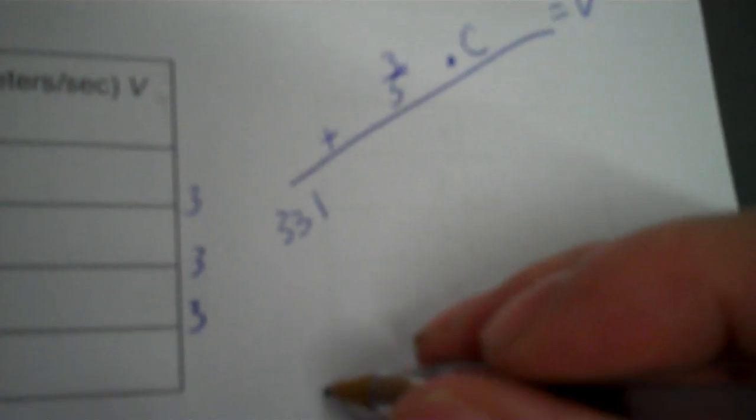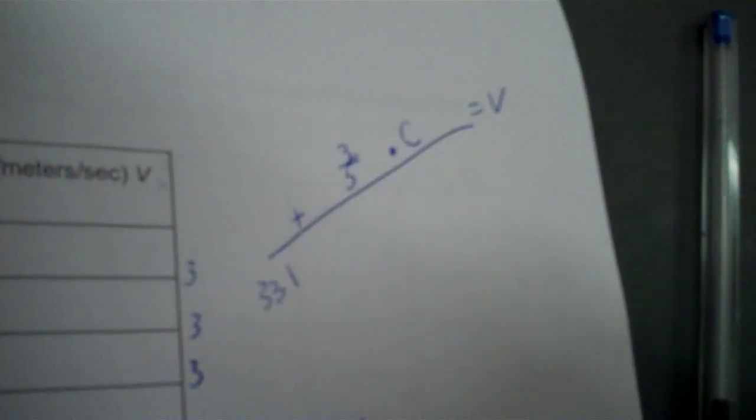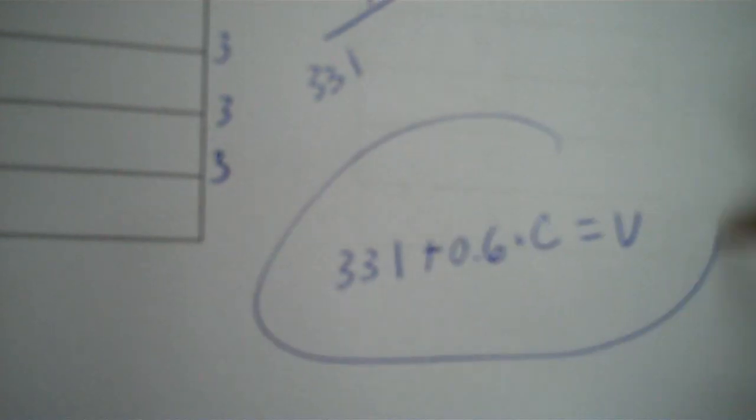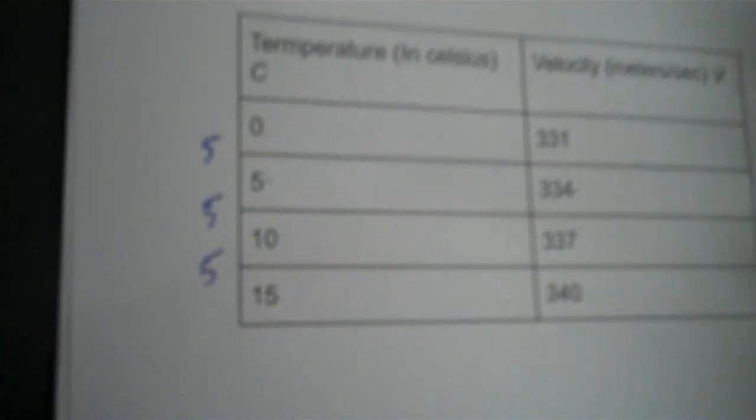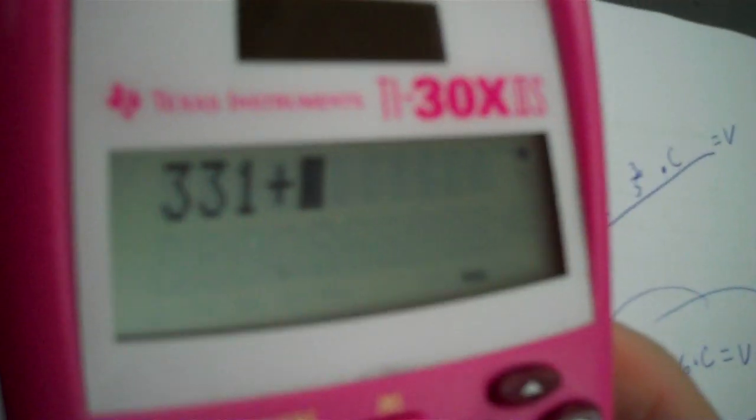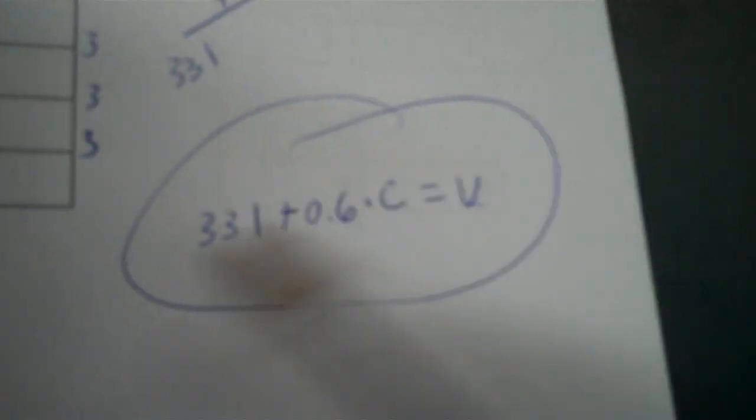Okay? So you have 331 plus, so 3 divided by 5 is 0.6. Remember, if it's a really funky looking decimal, second PRB it, times C equals V. Now if you want to check your answer, you go 331 plus 0.6 times, and we'll go with 10, and it should be equal to 337, which it is, okay? 331 plus 0.6 times 15 should be equal to 340, so I've done that. The equation works. So you start at the bottom and just figure out the difference, the common difference, okay?